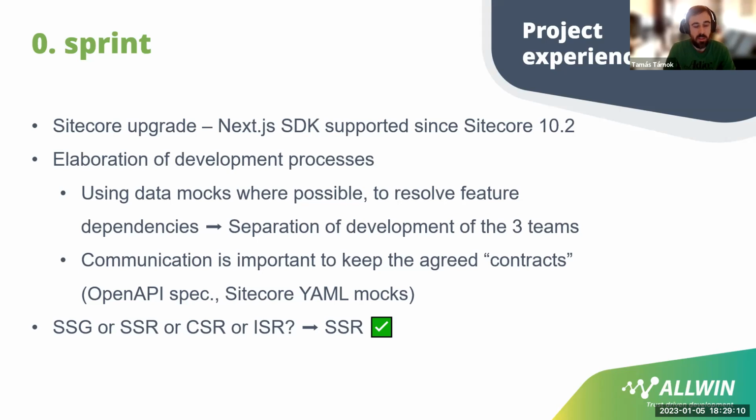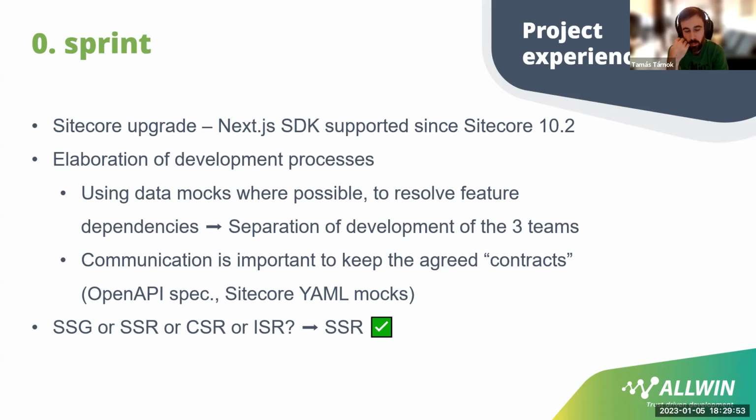And then on the first sprint, we wanted to find out how we can work together. So we had basically 3 teams: the front-end team, the Sitecore team, and the Azure function team. And we found out to use data mocks where possible, so we can resolve the dependencies pretty easily. The plan was that on the front end, they can mock the Sitecore responses with the disconnected mode, and they can also mock the third-party API responses.